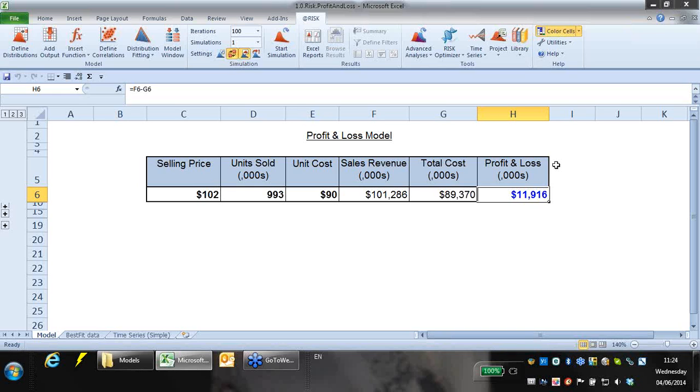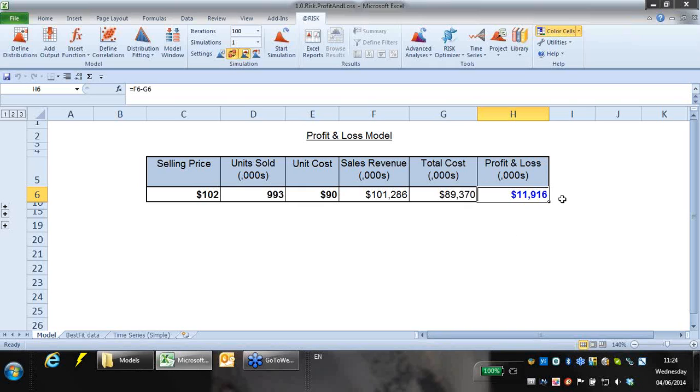Now, of course, as I was saying in the introduction, a large part of the problem with Excel modeling is that it doesn't really take into account any uncertainty. What happens if our selling price is lower? What happens if a new competitor enters the market? What happens if our unit costs increase for some reason? What then happens to our profit and loss?